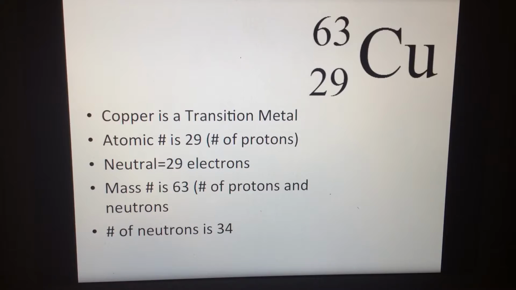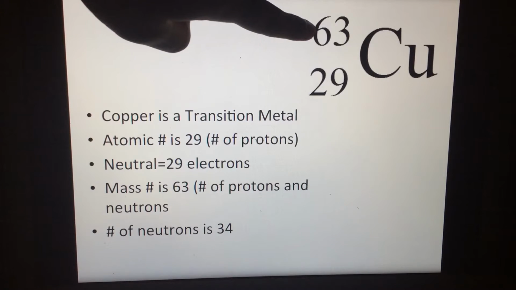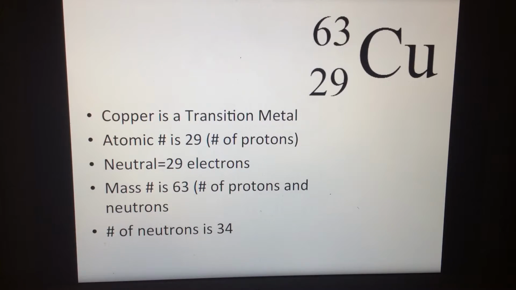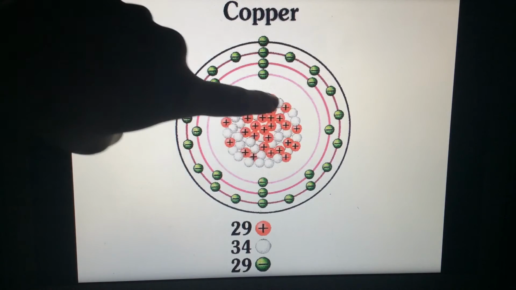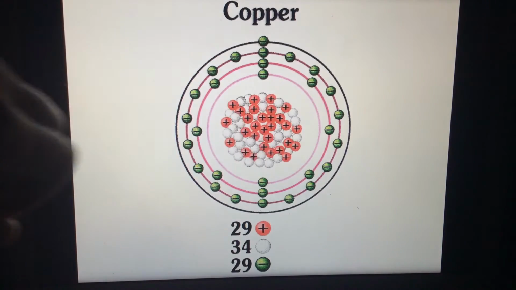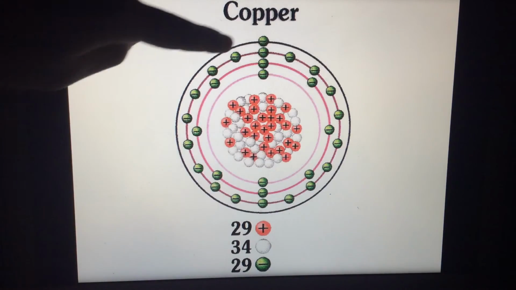The top left number, 63, is called the mass number. The mass number is the total amount of protons and neutrons in the atom. Since we know that there are 29 protons, to find the number of neutrons, we subtract 29 from 63 to get 34 neutrons. Here you can see what a neutral atom of copper looks like. It has 29 protons and 34 neutrons inside the nucleus and 29 electrons in a cloud around it.